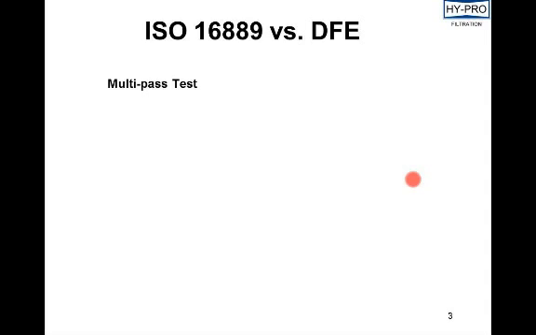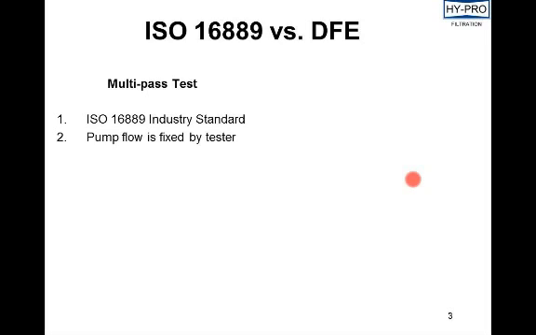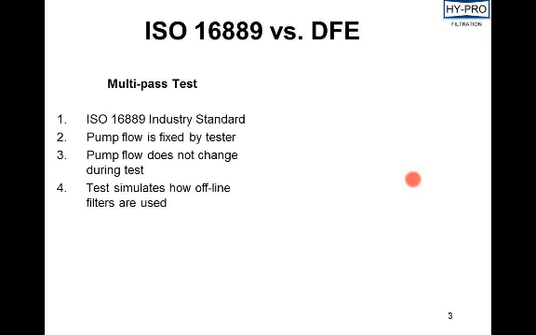So, a quick comparison of the two methods. ISO 16889, again, that's our industry standard. The biggest difference between the two methods is that the ISO 16889 test uses one flow rate throughout the test. So the flow rate does not change, meaning the challenge through the filter does not change rapidly, and it doesn't really simulate what goes on in an active hydraulic system. The DFE test more realistically simulates what would happen if a filter cart or some type of offline kidney loop conditioning skid were connected to a hydraulic or lube system.